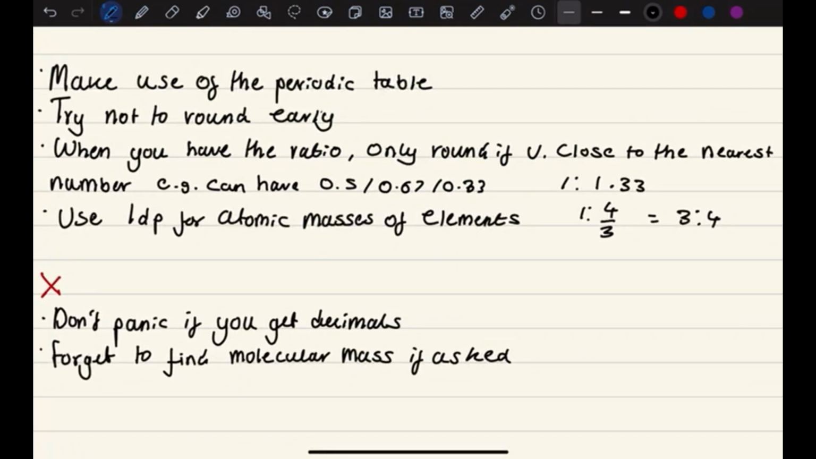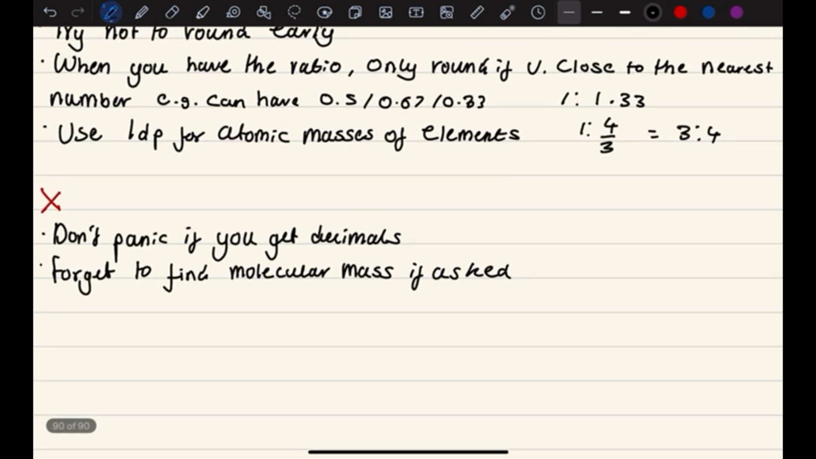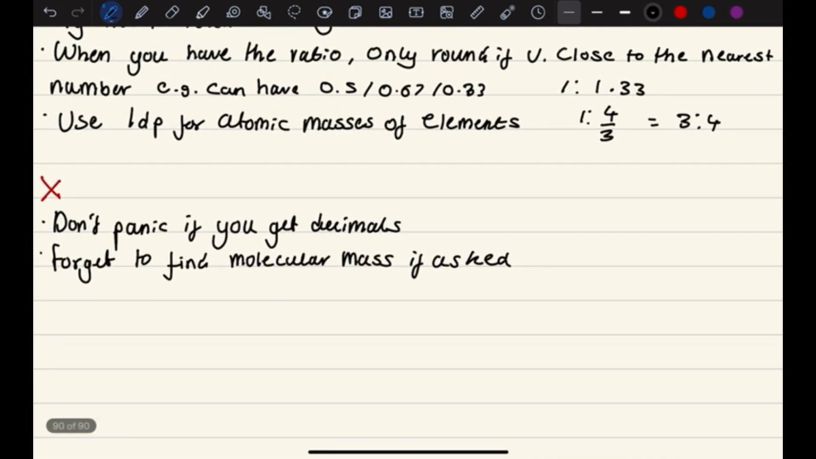And also, I'd say use 1 dp for the atomic masses of elements. I believe all the ones in the periodic table are to 1 decimal place, from the OCR data sheet at least. So just go with that. What do you not do? Guys, a lot of people panic because they see a lot of decimals, okay? Don't panic if there's decimals. These questions, and honestly a lot of chemistry questions, yeah, they are not nice, the examiners. They will have a lot of decimals, so don't really panic too much. It doesn't necessarily mean you've got the question wrong.